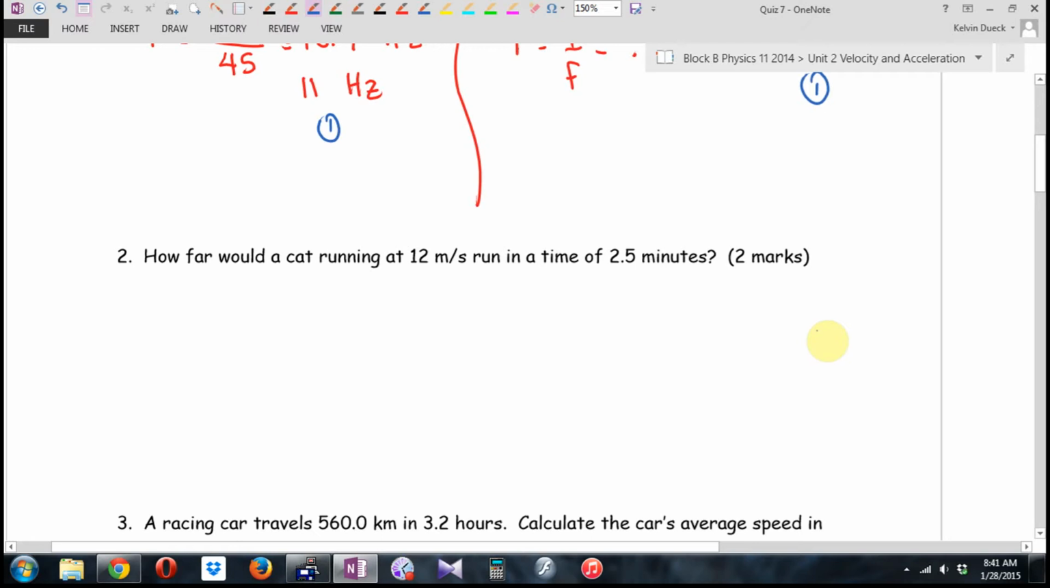Number 2 is trickier than you think. Number 2 says how far, so they clearly want us to find a distance. They gave me a velocity. Does this question mention an acceleration at all? Then we assume it's 0. What's the time? Not 2.5. Or it is, but what don't I like about that 2.5?